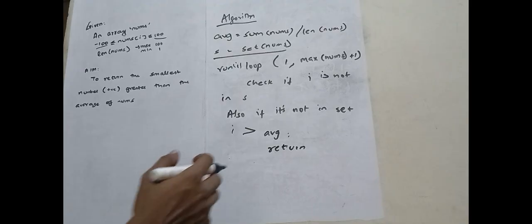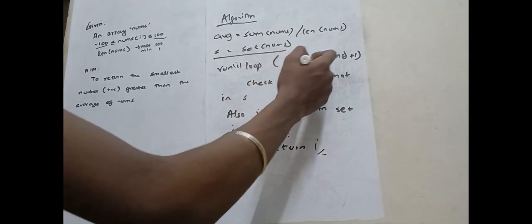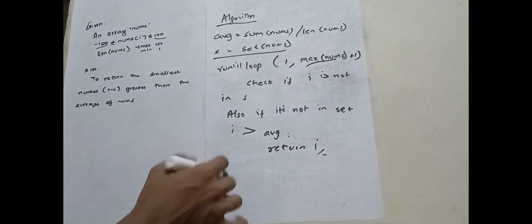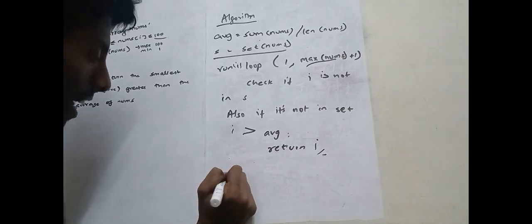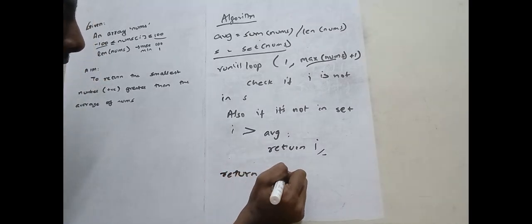Now what if you do not find any element up to this, which means up to maximum of nums? It means that your average is maximum of nums, right? So you'll directly return max of nums plus 1. So this is your answer.